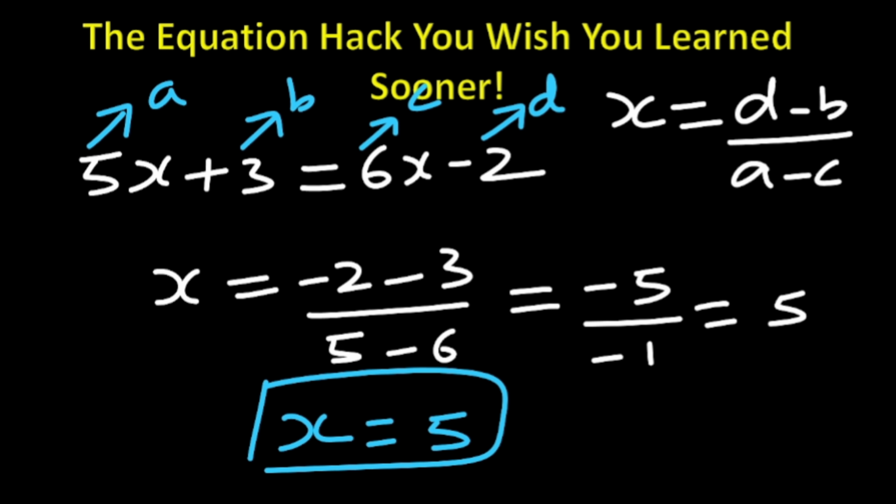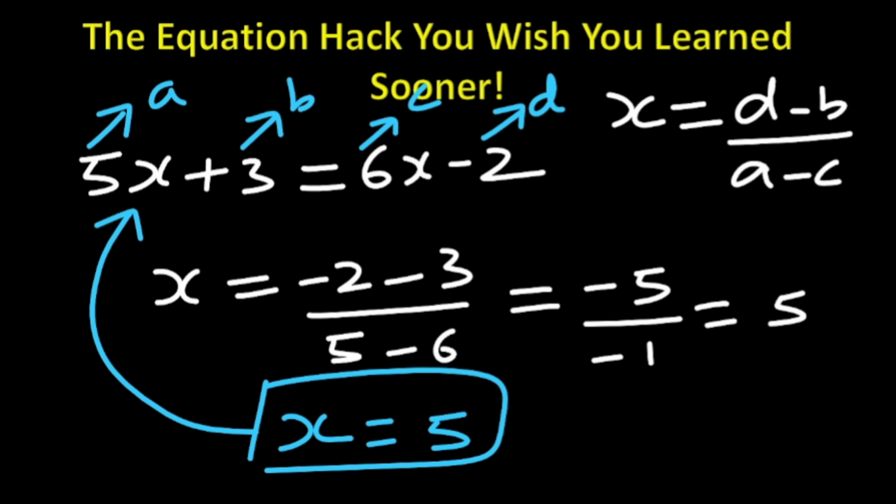So the question is 5x plus 3 equals 6x minus 2. What is the value of x? So the answer is x equals 5. You can plug in x as 5 in the given equation and check if that's the correct answer. So you can always plug in and check.